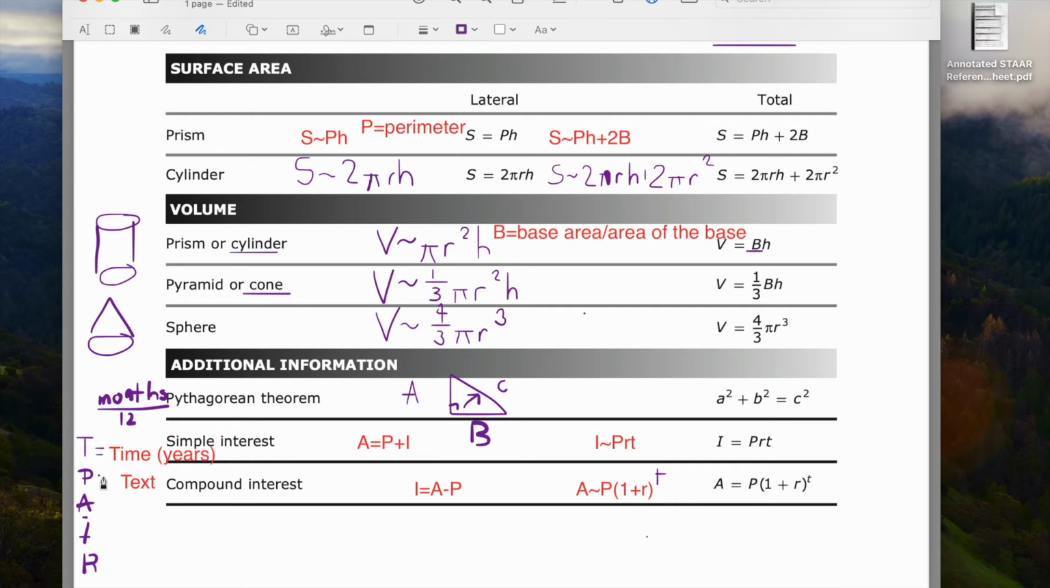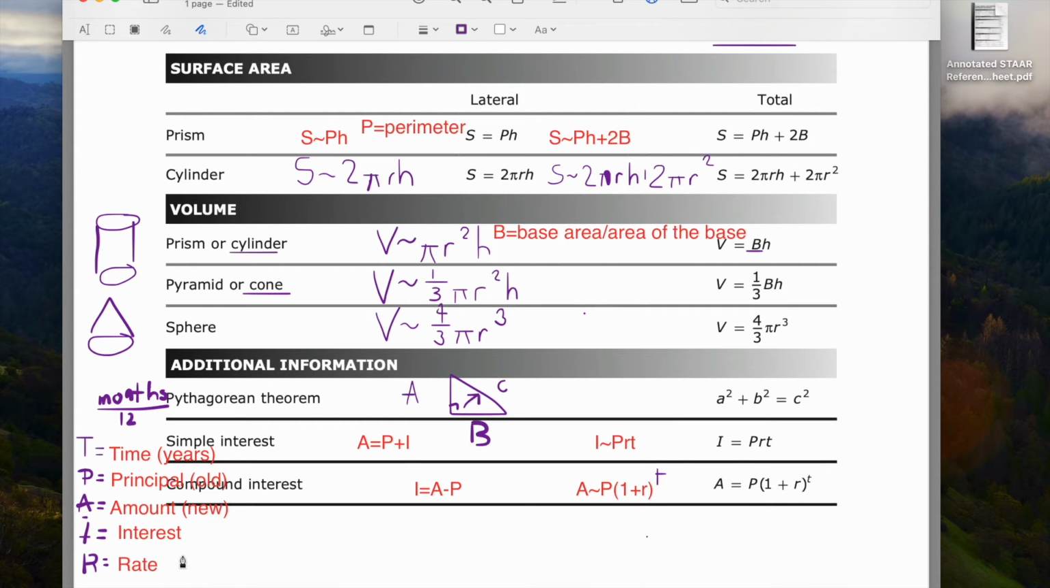Okay. p is our principal or our old amount, our original amount. a is our new amount or our new number. i is our interest and r is our interest rate. So that's usually expressed as a percent.